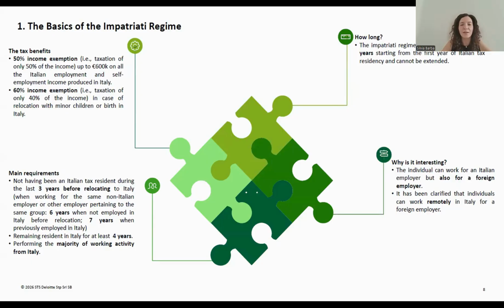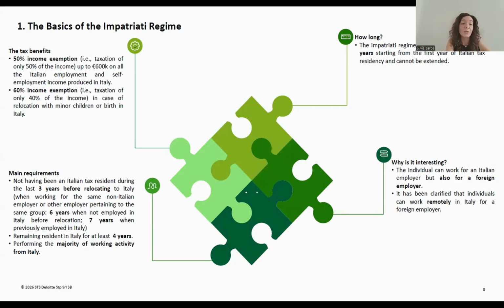So here we've seen that the target for this regime is some benefits for employment income sourced in Italy, which means that the activity is carried out in Italy. The tax benefits consist of an exemption equal to 50% of the employment income or self-employment income that a person derives, up to a maximum of 600,000 euro in a given year. And it works that, if, for example, you earn 400,000 euro in a given year, you can exempt from taxation 200,000 euro and pay the progressive tax rates only with reference to the 50% of your income.